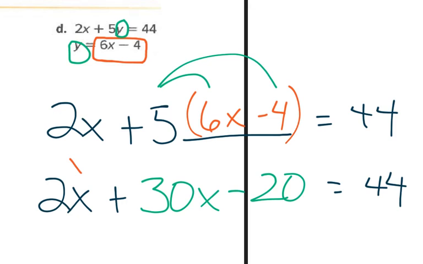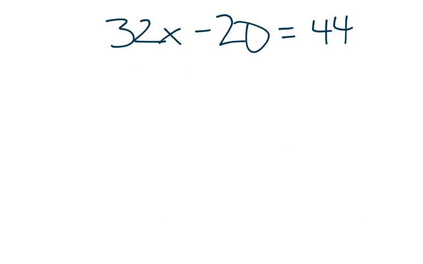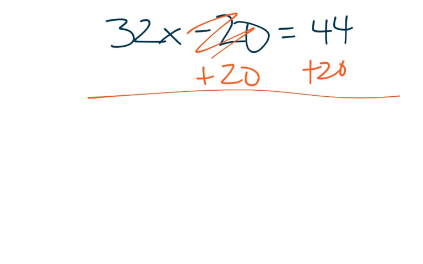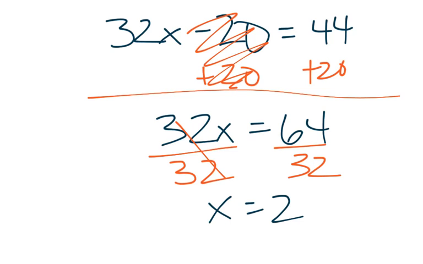And again, I have an x, and I have an x, and I have a number. And so when I combine like terms, I'm going to get 32x minus 20 equals 44. And so that's going to be my equation that I'm now going to solve. Okay, so we're going to add 20 to both sides. These 20s go away, and I get 32x equals 64. I divide by 32, and I get that x is 2.